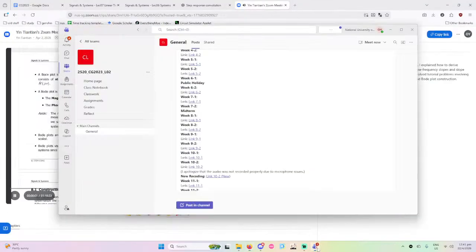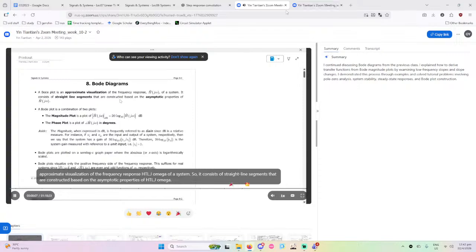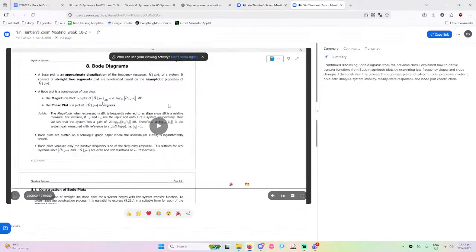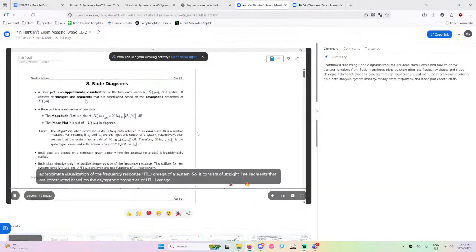As we have learned in the last class, a Bode plot is an approximate visualization of the frequency response H(jω) of a system. As we have learned, it consists of straight line segments.